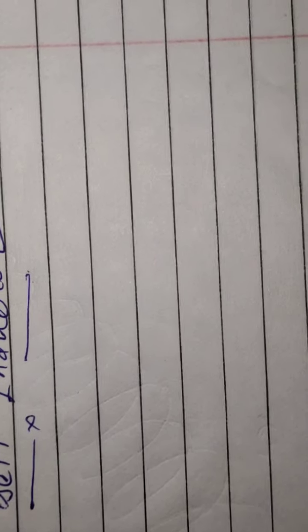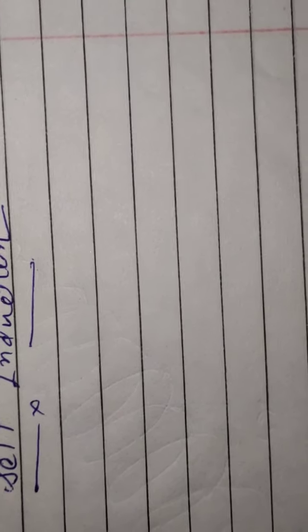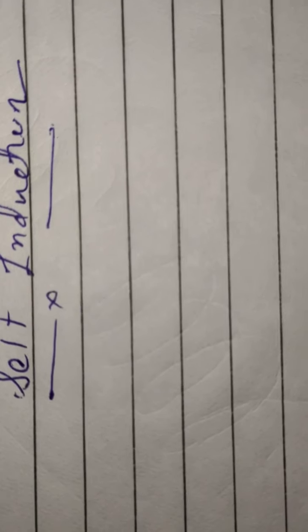EMF can be induced in a single isolated coil due to change of flux through the coil by means of varying the current through the same coil. This phenomenon is called self induction. Once again I repeat, EMF can be induced in a single isolated coil due to change of flux through the coil by means of varying the current through the same coil. This phenomenon is called self-induction.